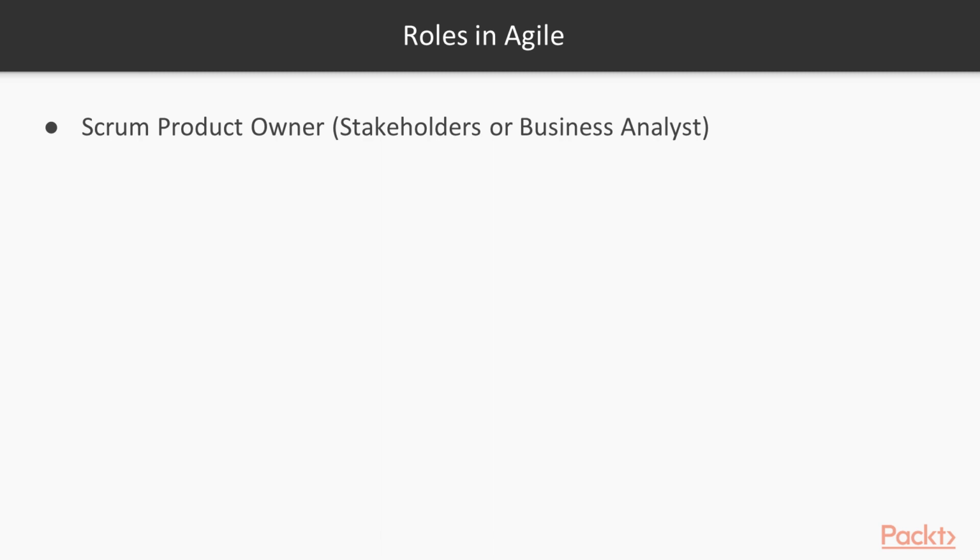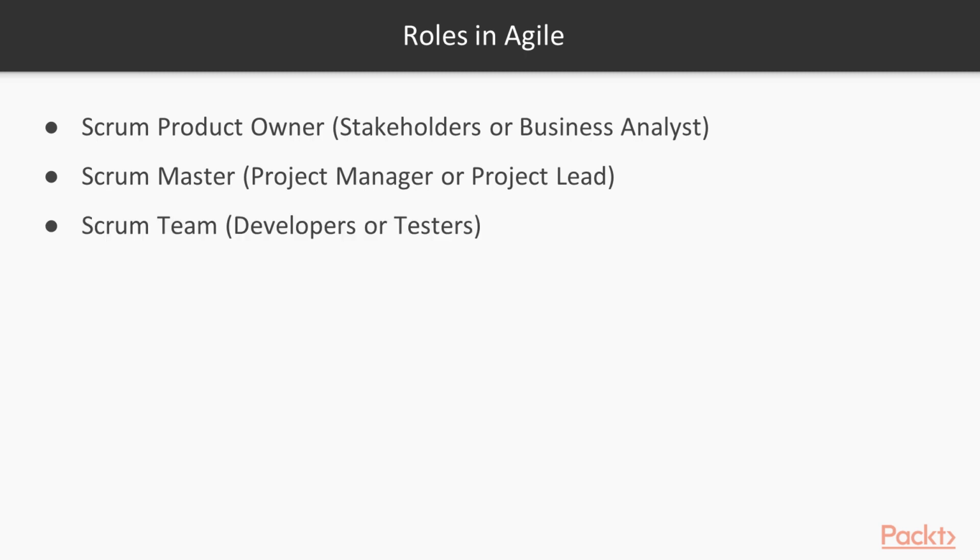Different roles in Agile. We have a role called Scrum Product Owner, which is nothing but your stakeholder or the business analyst. And these people actually define the product backlog. Then you have Scrum Master, which is your project manager, or it can be your project lead. And usually these people will manage the sprints, and they have to make sure that they sit with the product owner for backlog grooming. And before starting a sprint, you need to plan the activities that you need to do as part of the sprint, and you also need to estimate your sprint stories. So these people will actually sit with the team and they will help you with the sprint planning and estimation. And finally, you have the Scrum team, which is nothing but your developers or testers.